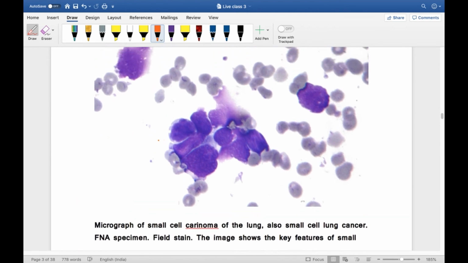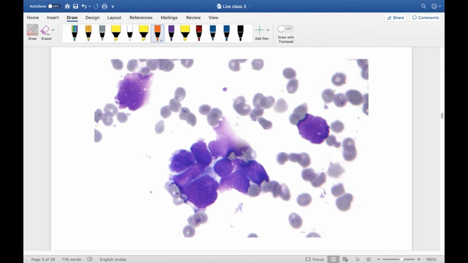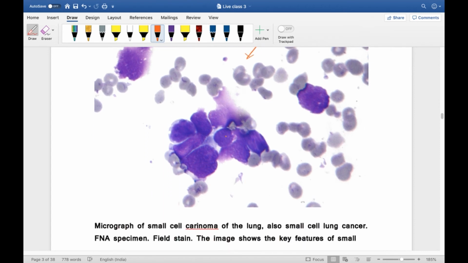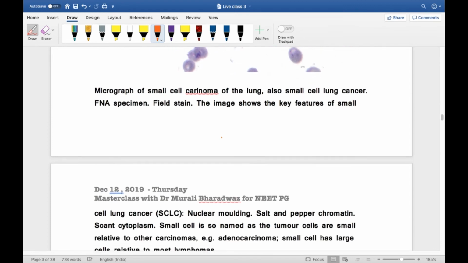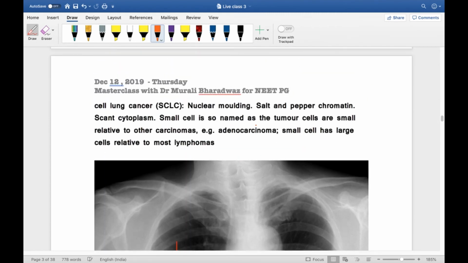Here it is, an FNAC stain. These are the typical cytology of small cell lung cancer cells. And what kind of chromatin do they have? Salt and pepper chromatin. A classical feature, nuclear molding.